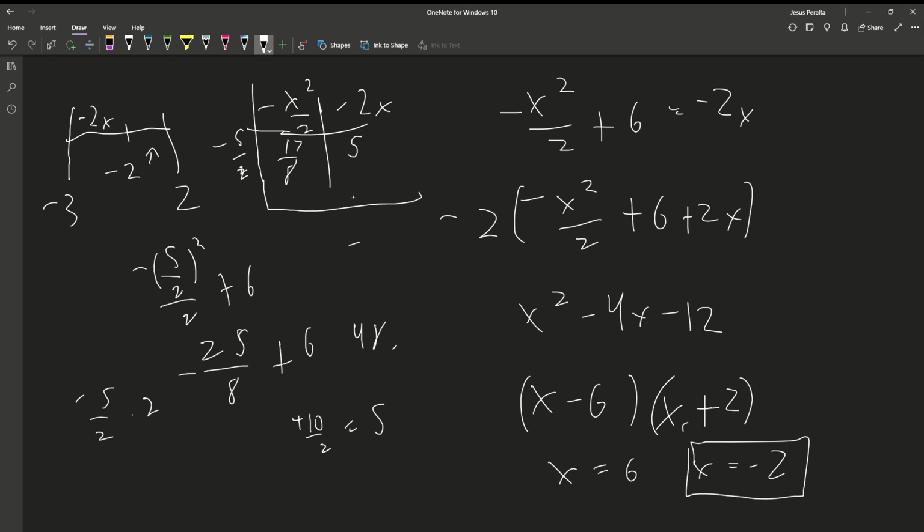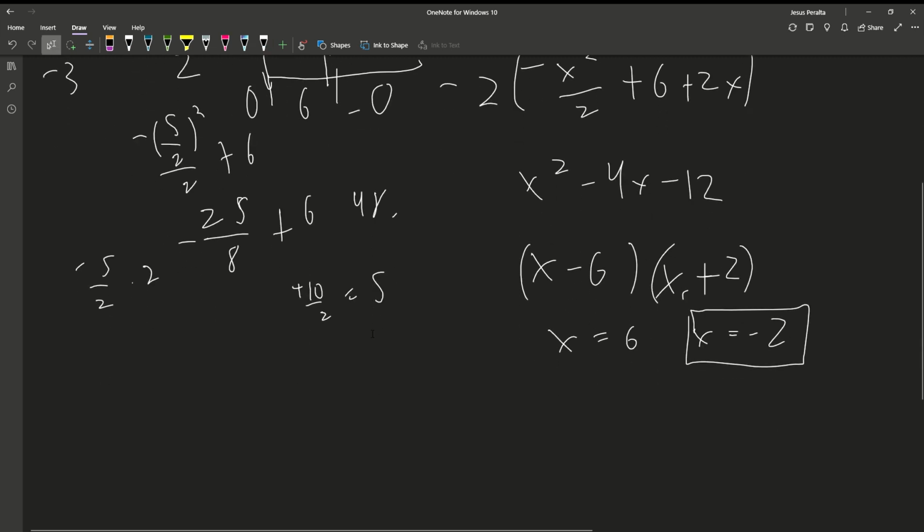So then from negative 2 to 2, we could plug in 0. Plugging 0 into the first equation is just going to give us 6, and the other one is going to give us 0. So then the negative x squared equation would go on top.